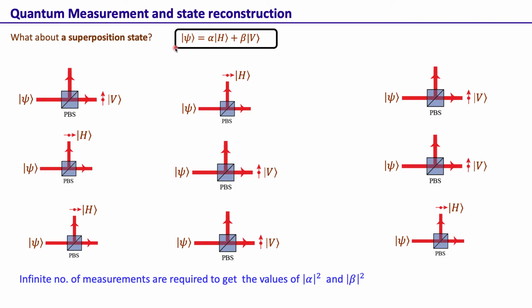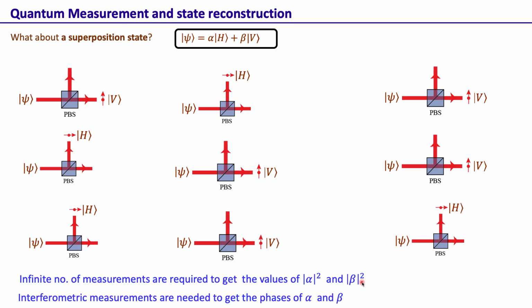In order to reconstruct the state, we need to know alpha and beta. Through these measurements we can actually get alpha squared and beta squared, and again let me stress that experimentally, in order to get these, we'll have to do a lot of such measurements, and then just by counting how many times we have gotten H and how many times we have gotten V, we can find alpha squared and beta squared.